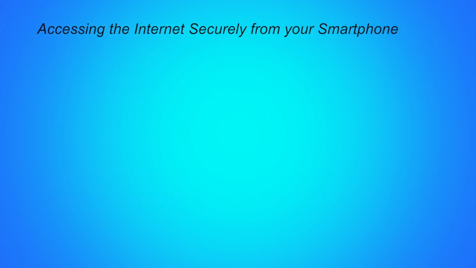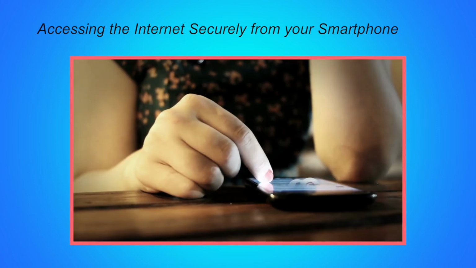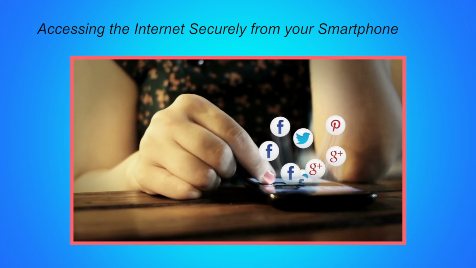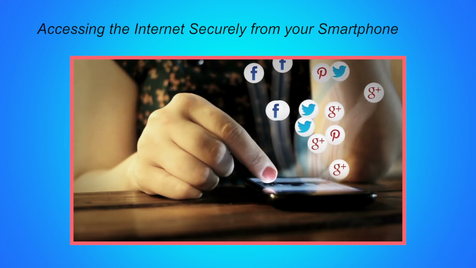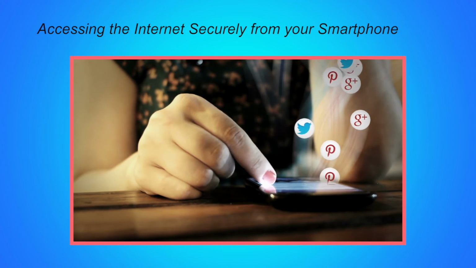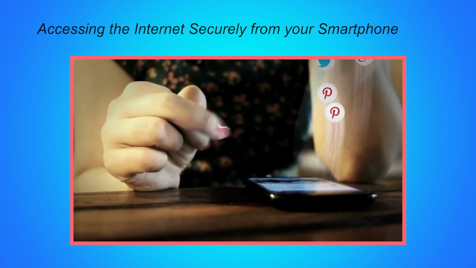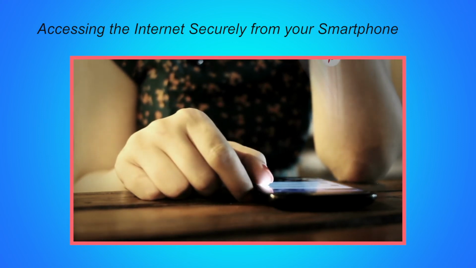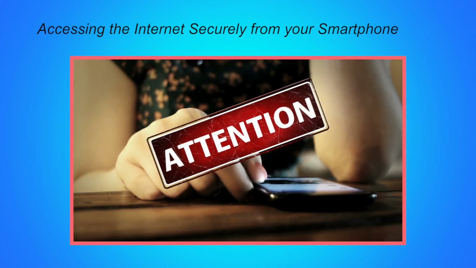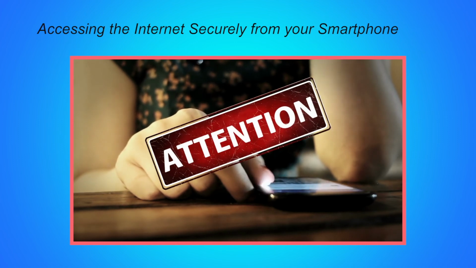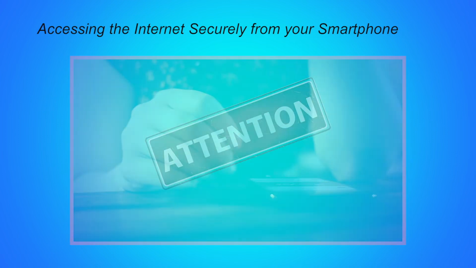Now we will discuss accessing the internet securely from your smartphone. The access to contents on the internet or publishing material online such as photos or videos leaves many traces of who and where you are and what you are doing. This may put you at risk. Using your smartphone to communicate with the internet magnifies this risk.